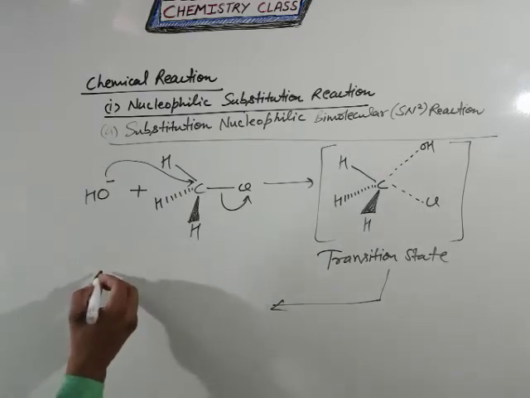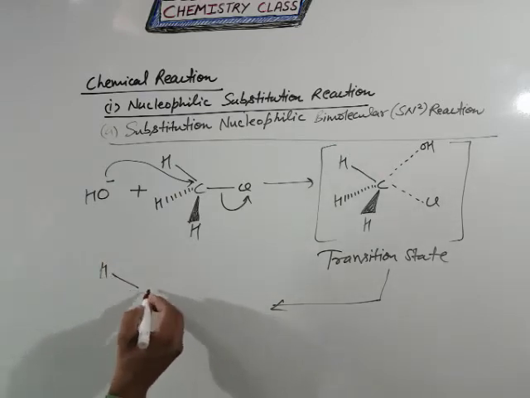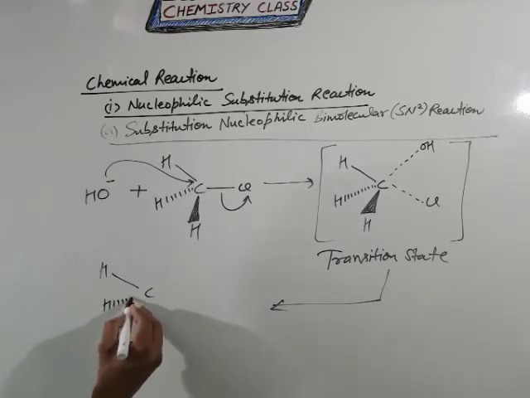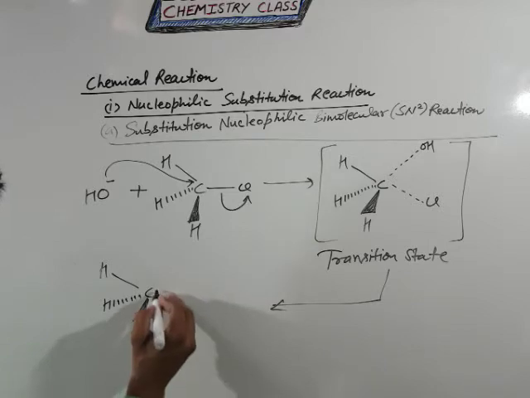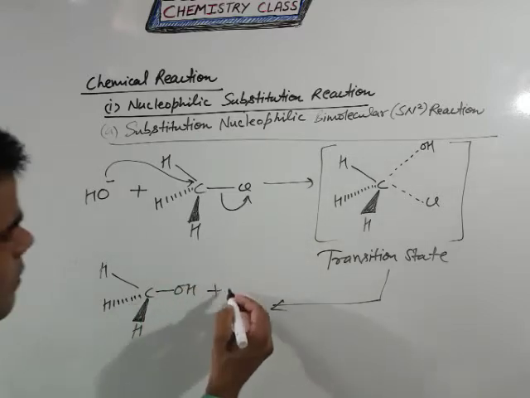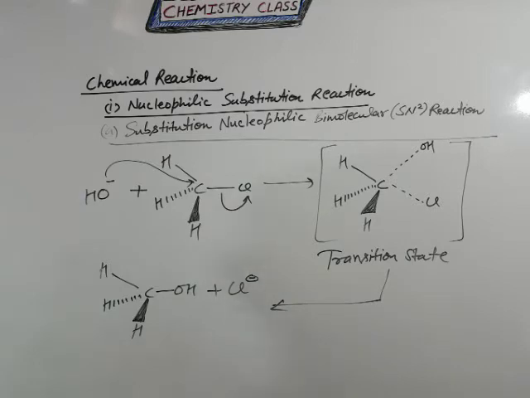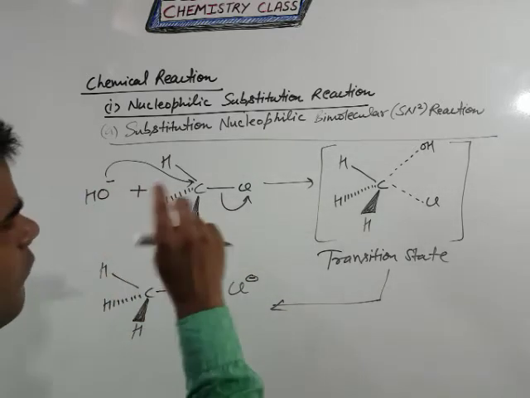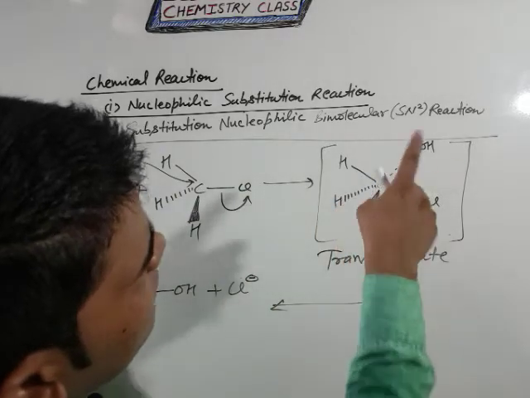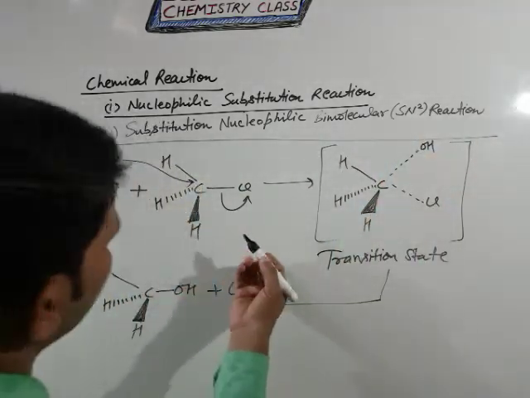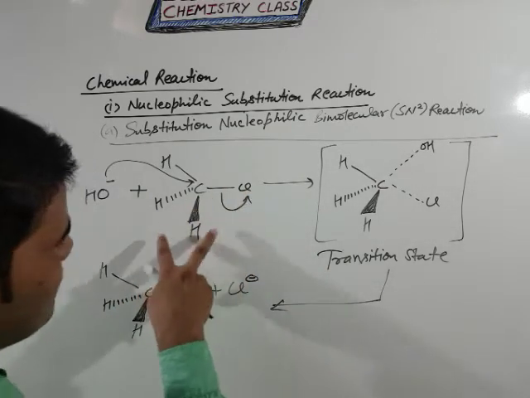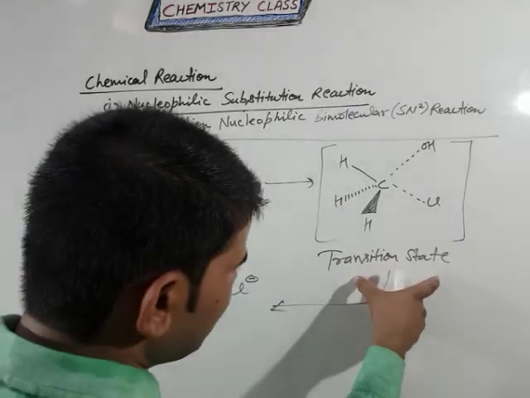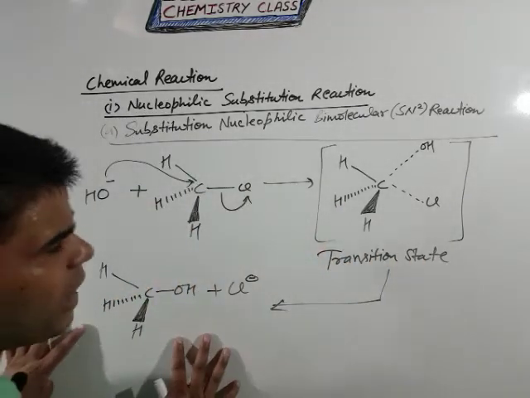So the final product is H and single bond C, and here H, another H, and single bond OH, plus Cl negative. Clear? So in this case you can see here, according to bimolecular, that means SN2 reaction, we take only methyl type of derivative, and after that it will immediately form the transition state, and then after that will give the new type of product.